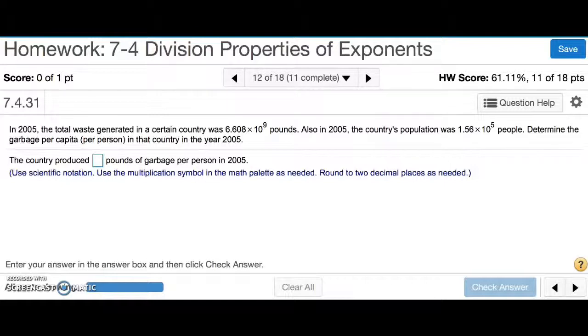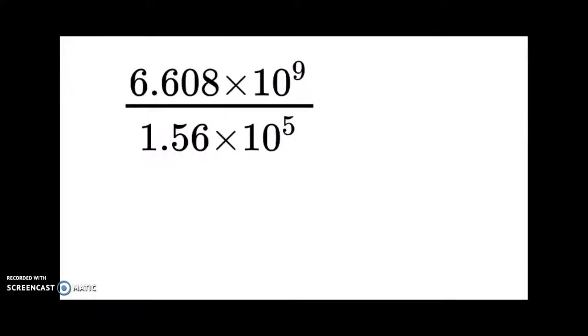Now to find the amount per person, we need to divide the amount of total waste by the amount of people. So we're dividing this number here, the pounds of garbage, by the amount of people. So let's do that. Now this is one where you're not going to want to just throw everything into the calculator, because you're going to get an obnoxious answer if you do that. So what you want to do is divide each of these numbers first, and then divide each of these, and then put it into scientific notation.